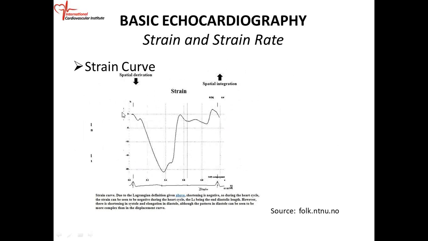Because the number is negative, that is why it's below the baseline. But anyway, the peak strain should be greater than minus 18. That is, it should be minus 19, minus 20, minus 21, minus 22, 23, 24, 25. But this is what the strain curve looks like.